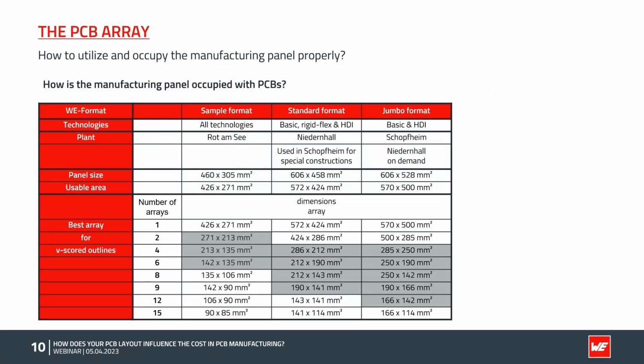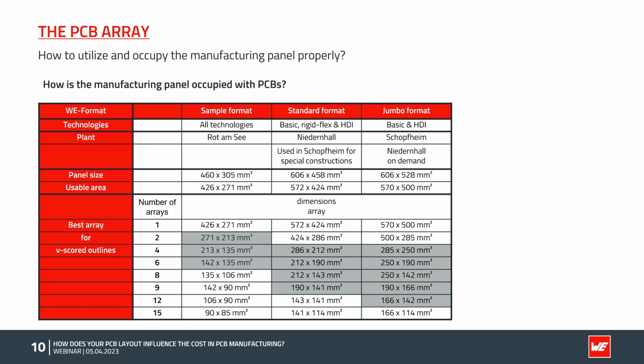To give you a hint what you can do, we have this table here. You see our different formats. You see in which plant we produce them, which technologies are being used for that. And you see our panel sizes. And most important for you, you see the usable area. So this is the area which we can occupy with your PCBs. And then you can try and play a little bit by yourself. You can see, okay, how many pieces or how many arrays could be fit into this area, so that you can try to max the PCBs onto our manufacturing panel.